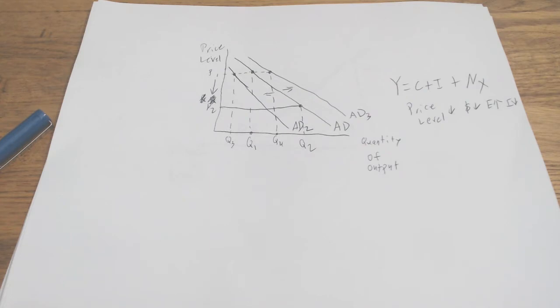Historically, we think the money supply is extremely important to shifts in the aggregate demand one way or the other, to the right or to the left. We think money supply plays a huge role in the shifts for aggregate demand.